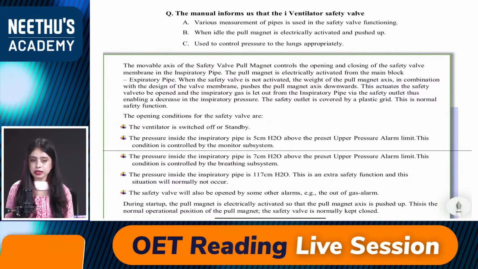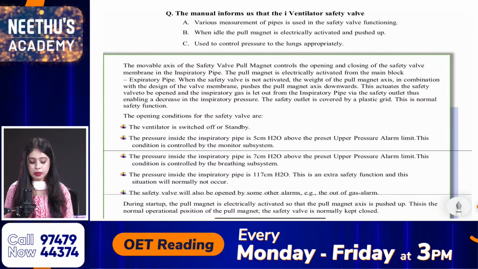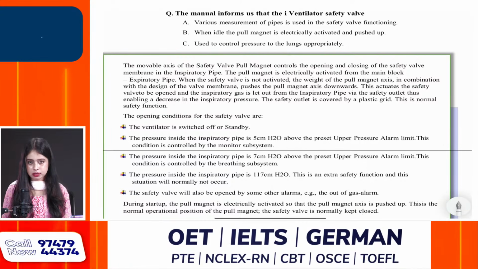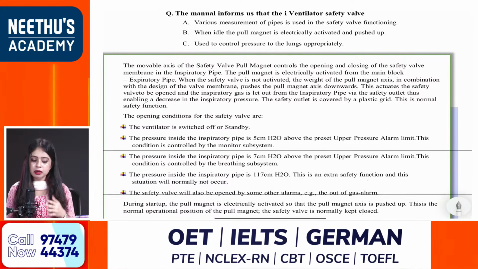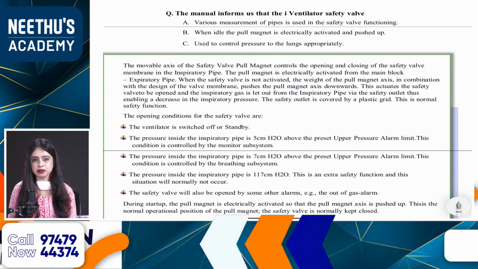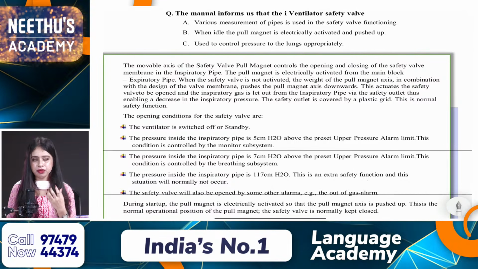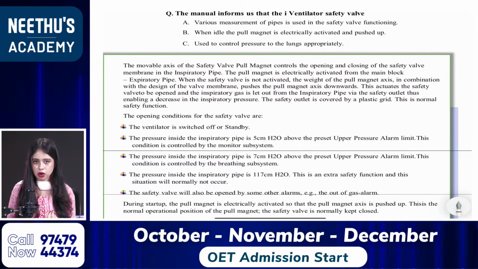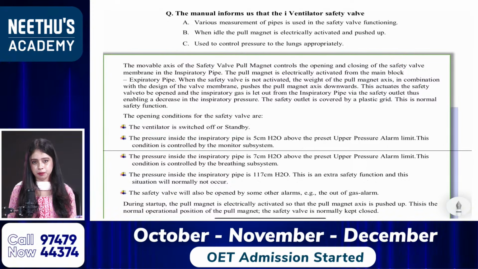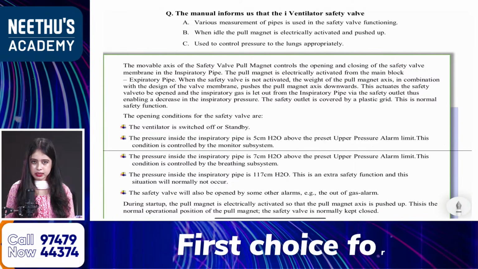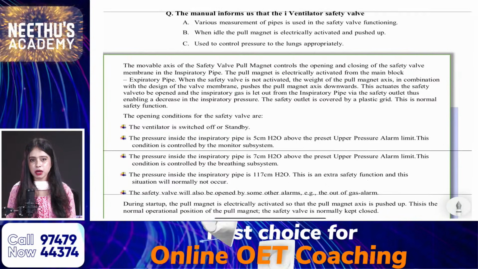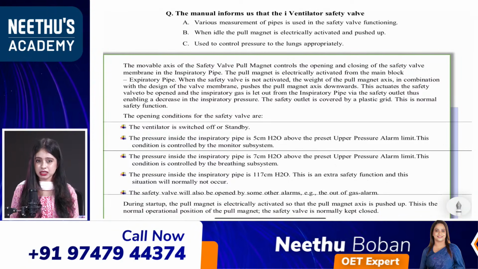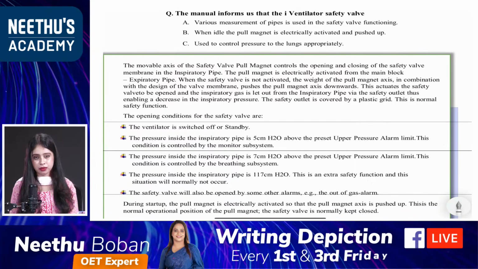In the question, they've already mentioned which category of question. This is from the second category, manual. So what is a manual? A manual means a small booklet which gives all the information about a particular device, instrument, equipment, machine or medicine.